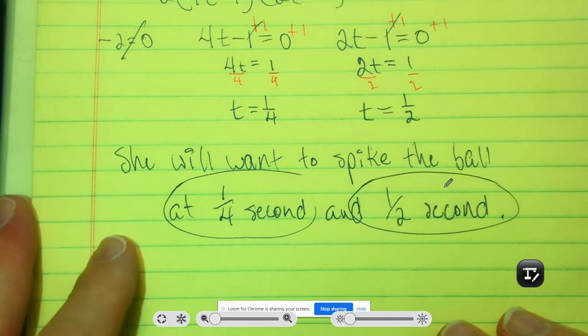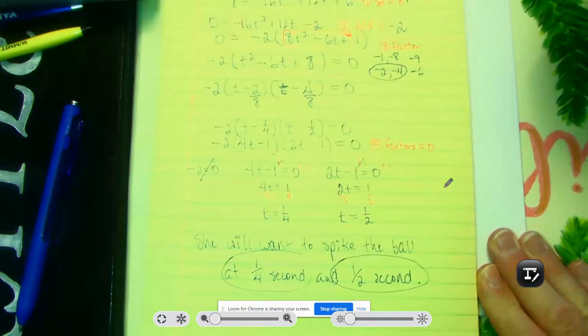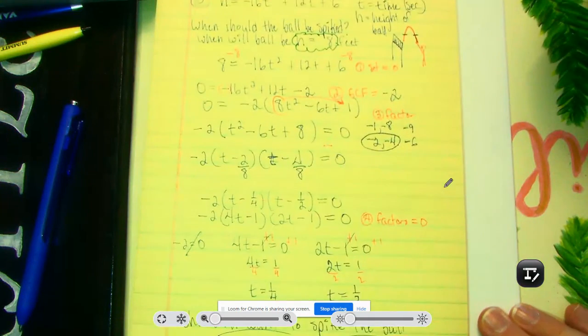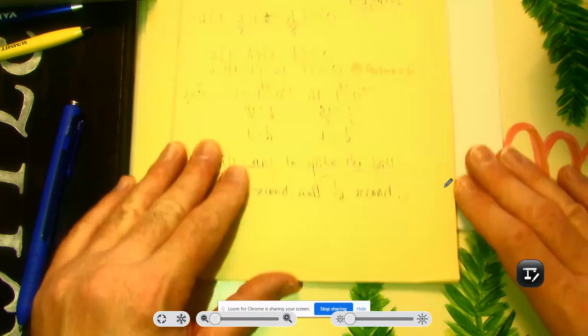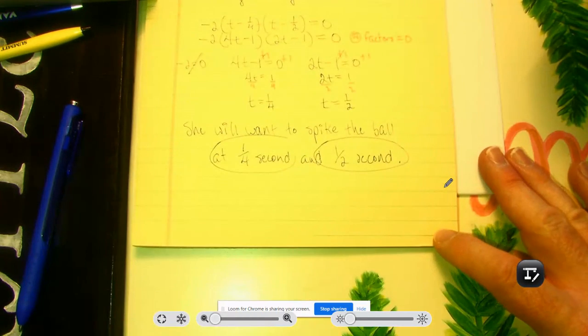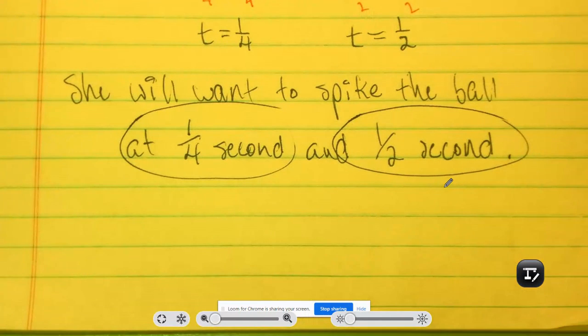And so it kind of makes sense. Not only did we figure that out graphically, we figured it out too when we drew a little graph that it would go up and then come back down. So we can use factoring to solve quadratic equations.